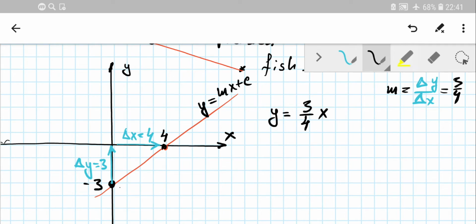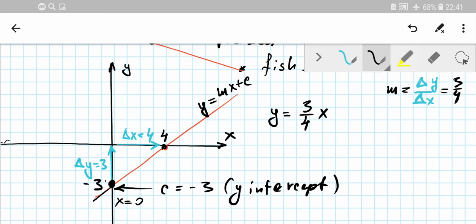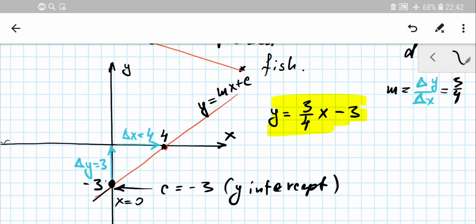And what about c? c is simply the y-intercept, which is -3. Why is it the y-intercept? Because when the line crosses the y-axis, we have x equals 0 at this point. So we can plug in x equals 0 and find that y equals c. In our case, y is -3, so this is the y-intercept. All right, so we've got -3, and this is the equation of the line.